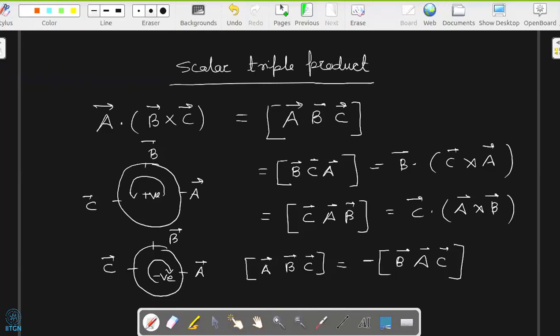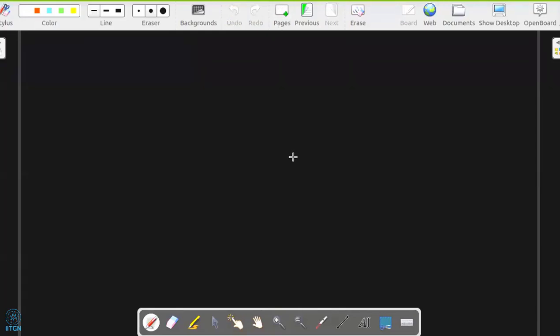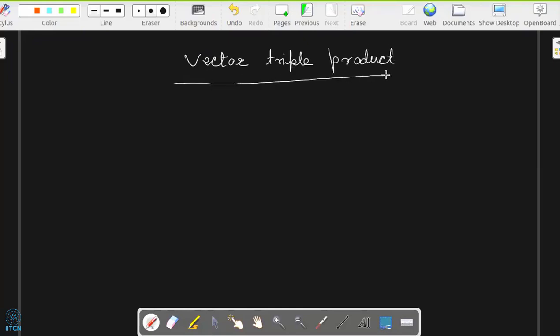Okay. Now let's see what the vector triple product is. I'm going a little fast, considering that you already know all these things. So here we have A cross B cross C. Now, how do we understand it? Geometrically, how do we represent it?